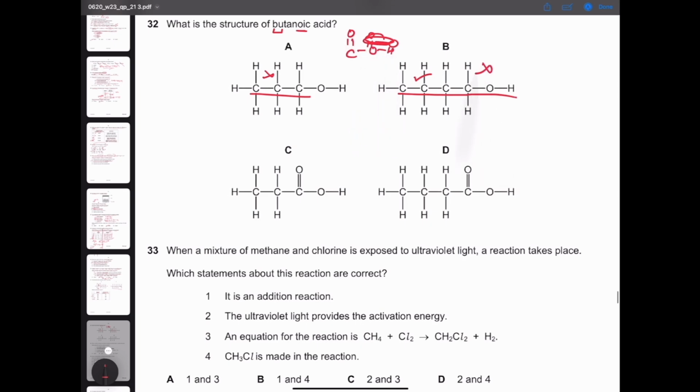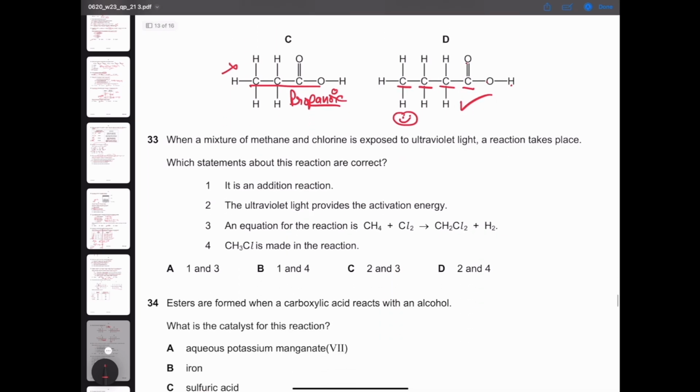Is it like that? No. Does it contain 4 carbons? No. This is the structure of propanoic acid. Now, if you look at this, 1, 2, 3, 4, but is there. Yes. Double bond O, then OH is present. Yes. This is the butanoic acid.